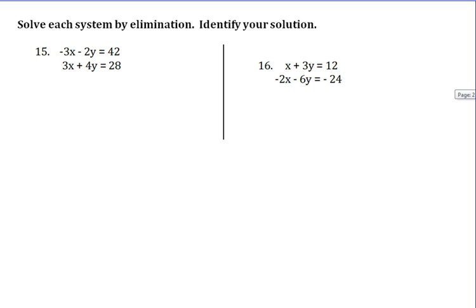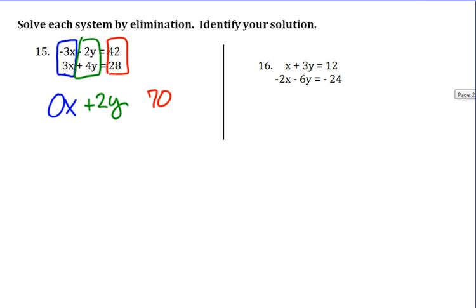So what we're going to do instead is say, what if we just looked at our x values? What if we just looked, and I know this is kind of hard, at our y values? What if we just looked here at our constants? And what if I just added those together? Looking at my x values, adding them together would be 0 x's, a positive 3x and a negative 3x, 0 x's. For my y's, we'd get 2y, because a negative 2y and a positive 4y is 2y. And then for the constants, we would get 70. 42 and 28 is 70.